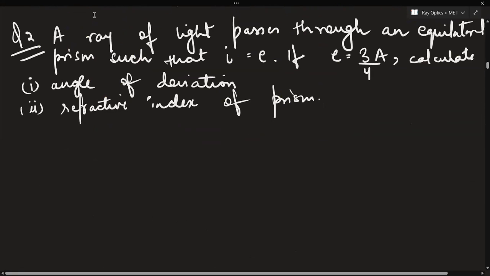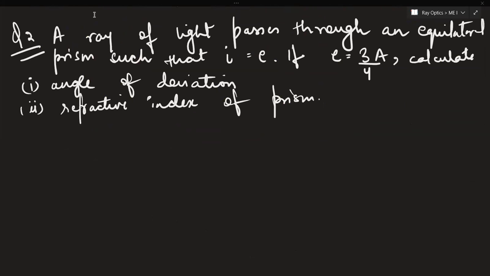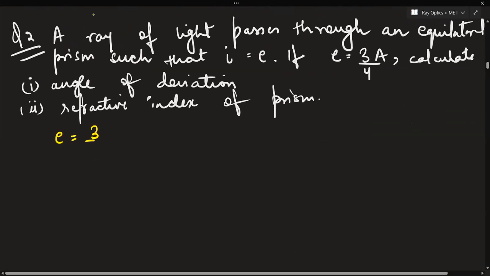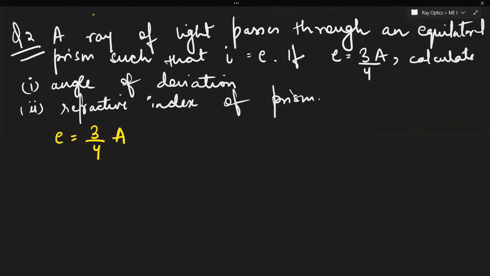Class, the second question says that a ray of light passes through an equilateral prism such that the angle of incidence is equal to the angle of emergence. Now, the angle of emergence is given as 3/4 of the angle of prism. So do we have any information on the angle of prism? Yes, it is an equilateral prism, so A will be equal to 60 degree.